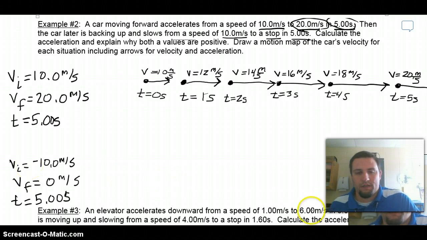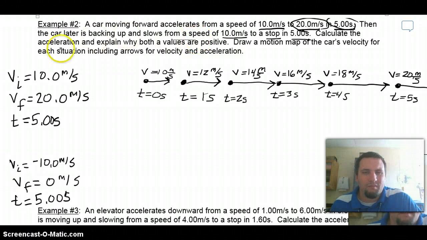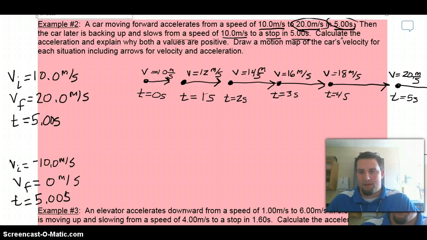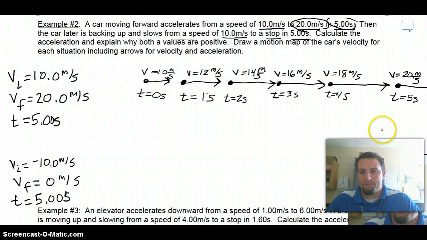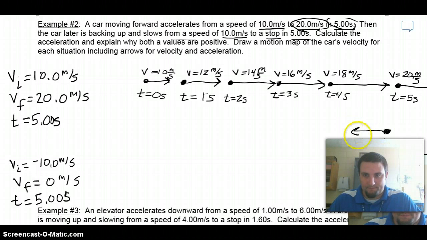Okay, and then for the second motion map, it is backing up. So we'll be going to the left, and it slows from a speed of 10 meters every second to a stop. So here we go. So let's start right here. Okay, that's the position of the car at 0 seconds, and it's moving from a speed of 10 to a stop, and it's moving backwards. So we'll say to the left. So we'll say this is 10. V equals 10 meters every second.